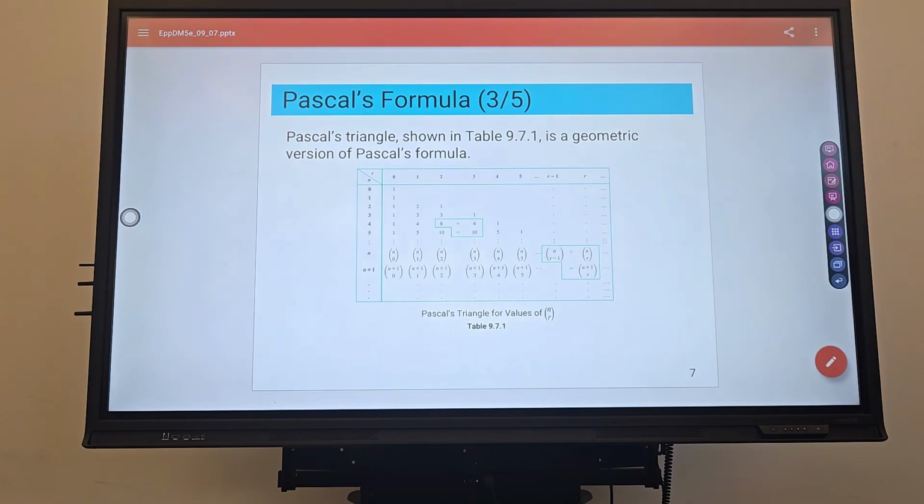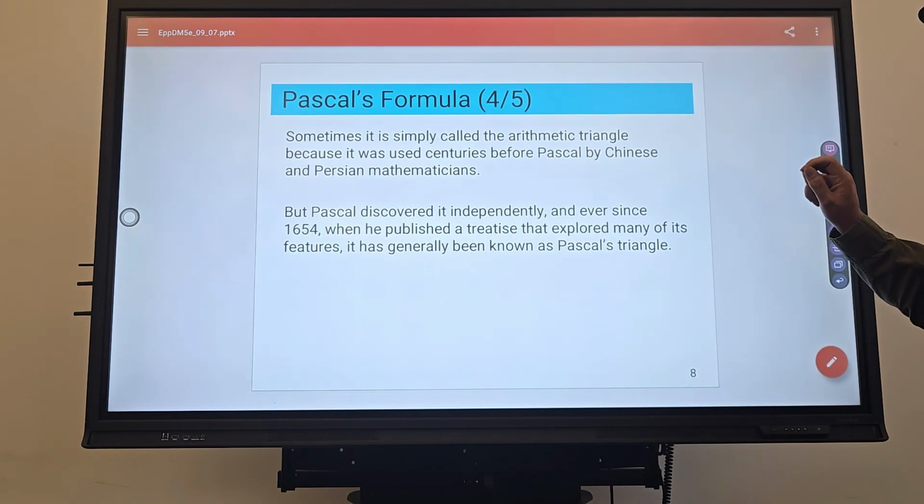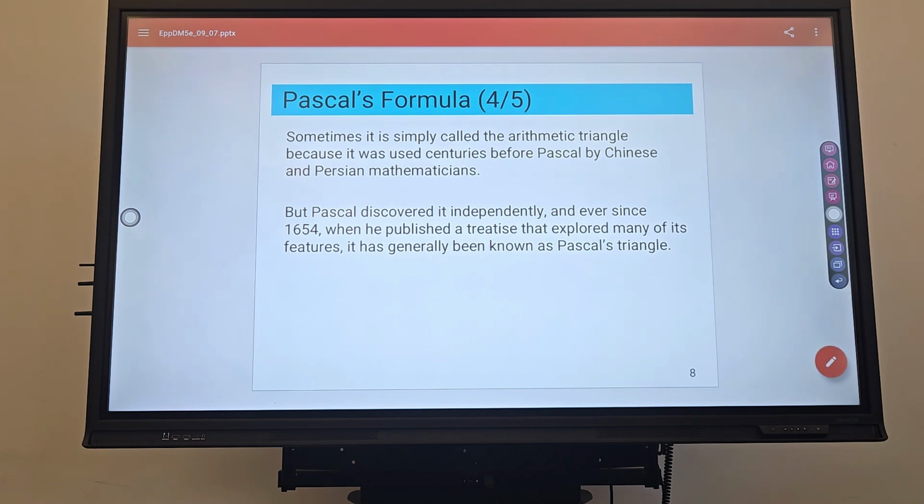Pascal's triangle, shown in Table 971, is a geometric version of Pascal's formula. Sometimes it's simply called the arithmetic triangle because it was used for centuries before Pascal by Chinese and Persian mathematicians. But Pascal discovered it independently, and ever since 1654, when he published a treatise that explored many of its features, it has generally been known as Pascal's triangle.